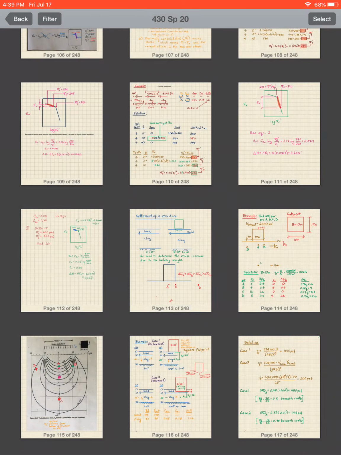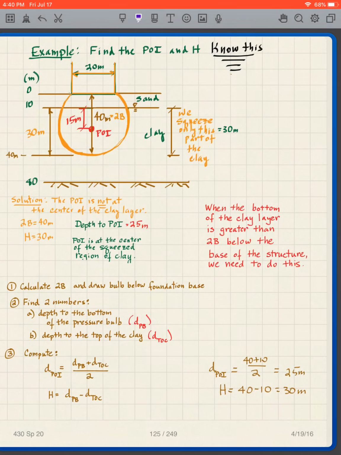Well, what does that mean for our situation when we're looking at this particular situation? Here's how we look at it. Here's my structure with a width of 20 meters. So my deepest pressure bulb is going to be what? Well, 2B, which is 40 meters. I want to figure out where that pressure bulb is, and there it is, 40 meters. That's 2B.